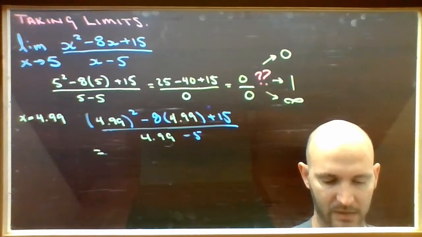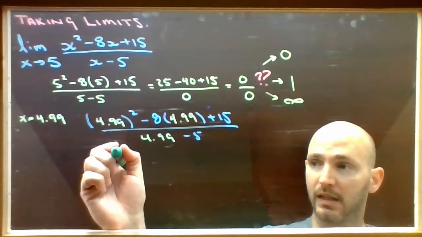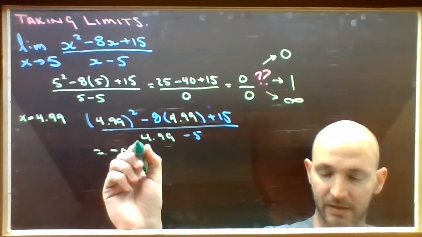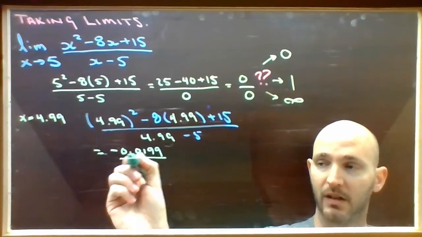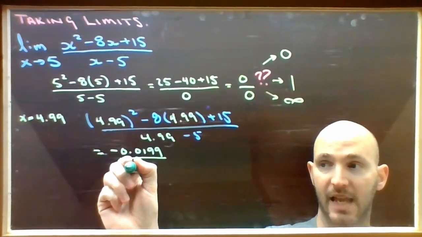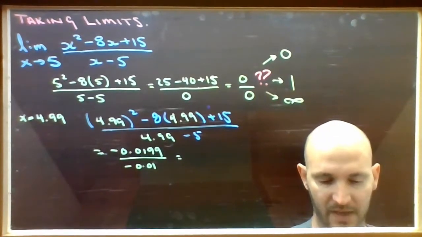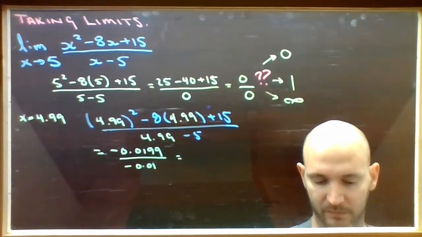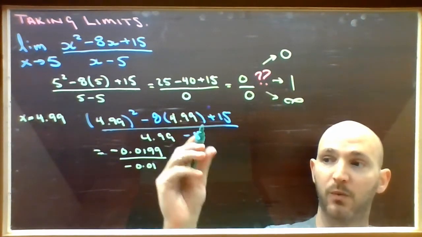On top, that gives me 4.99 squared minus 8 times 4.99 plus 15, which is negative 0.0199. On the bottom here, 4.99 minus 5 is negative 0.01. And if I do the top divided by the bottom, I end up with 1.99.